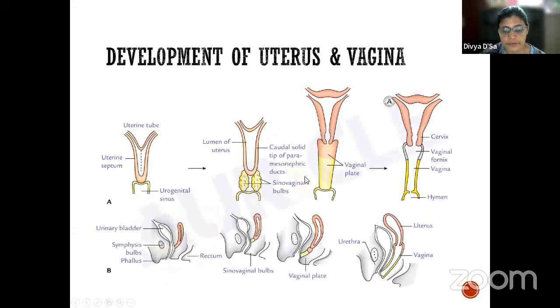So it will differentiate into two parts, the body and the cervix. In the fetus, the cervix is bigger than the body. Later on, the body develops. Whereas the lower part forms the vagina. So we will see later how the vagina is formed. Okay, so when we see the development of the vagina.